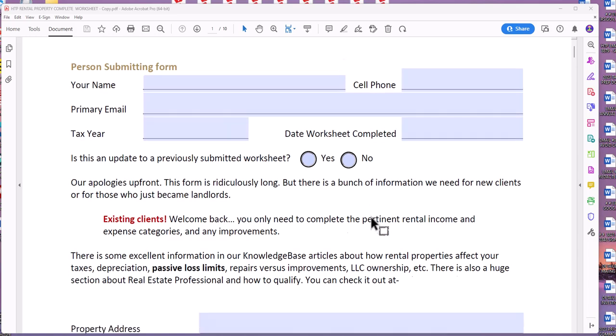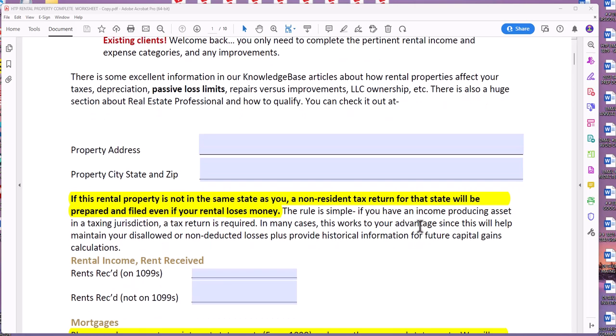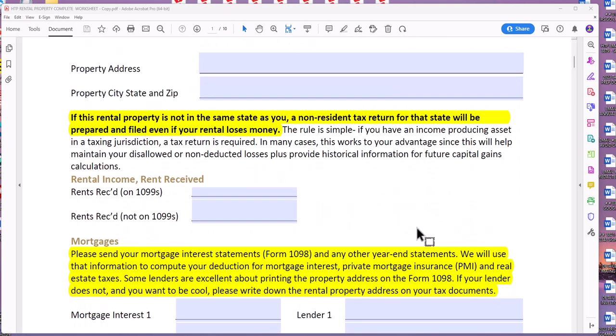As you move down, you will see a location for the property address as well as the city, state, and zip. We ask that you complete that in full.